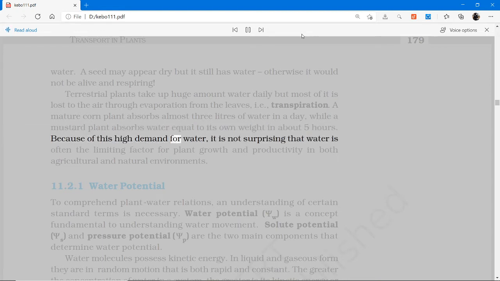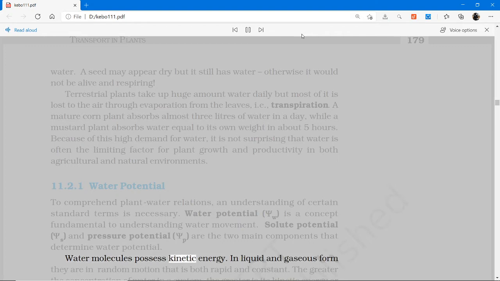Because of this high demand for water, it is not surprising that water is often the limiting factor for plant growth and productivity in both agricultural and natural environments. 1.2.1 Water potential. To comprehend plant-water relations, an understanding of certain standard terms is necessary. Water potential, psi-w, is a concept fundamental to understanding water movement. Solute potential, psi-s, and pressure potential, psi-p, are the two main components that determine water potential.